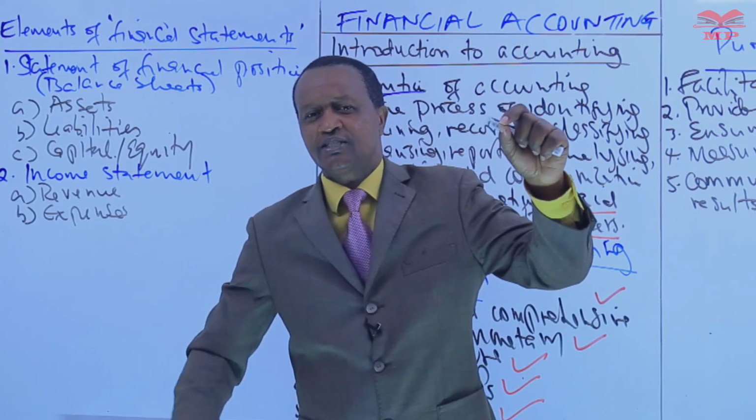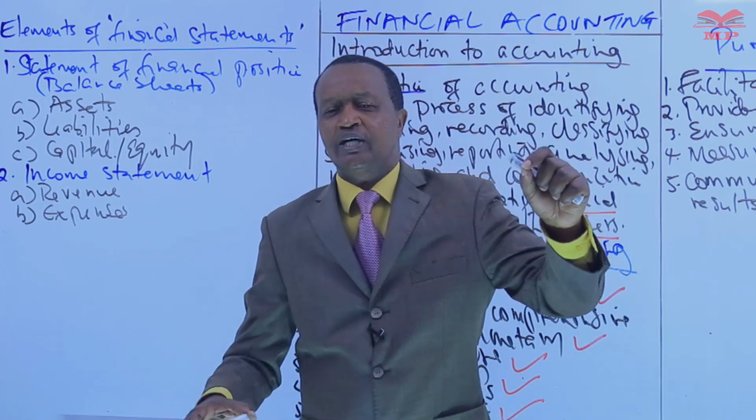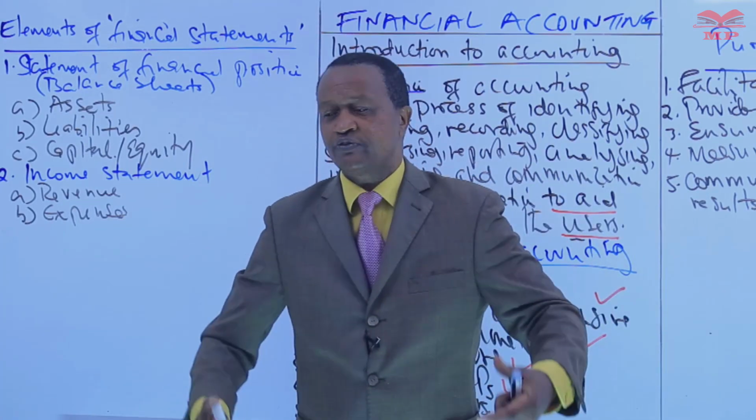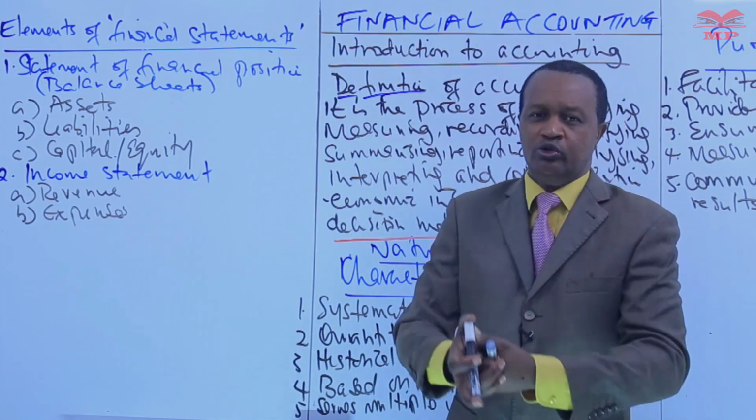So expenses that are incurred in the process of generating income is what we are referring to as expenses. These are costs incurred in the process of generating revenues. You understand? Utilities and so on.